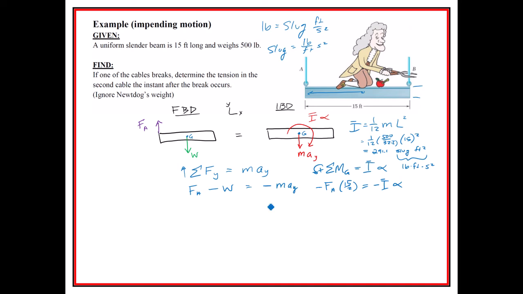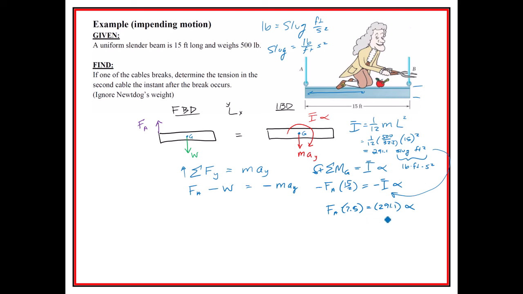So what we could do is plug this back into here, and what we're left with is FA times 7.5 equals 291.1 times alpha. And I guess I could go alpha B. Did I call it alpha B anywhere? No, I just left it there. Okay, that was the previous problem.